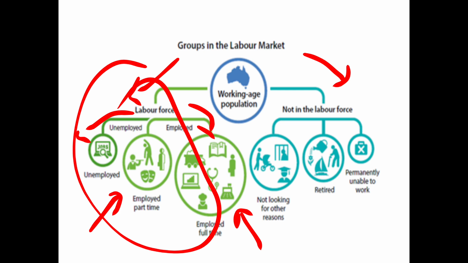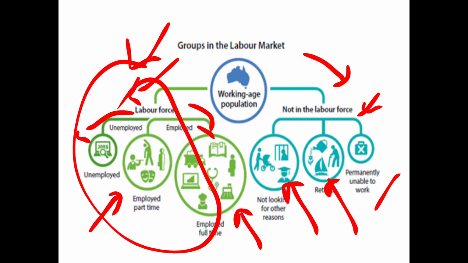On the other hand, here in this part, we have those not in the labor force, and we cannot include them in the labor force. We find, for example, persons who are not looking for a job for other reasons, maybe students. We have also the retired and the permanently unable to work. They cannot work maybe for medical reasons and so on and so forth. So when we calculate the rate of unemployment, we take into consideration this group.